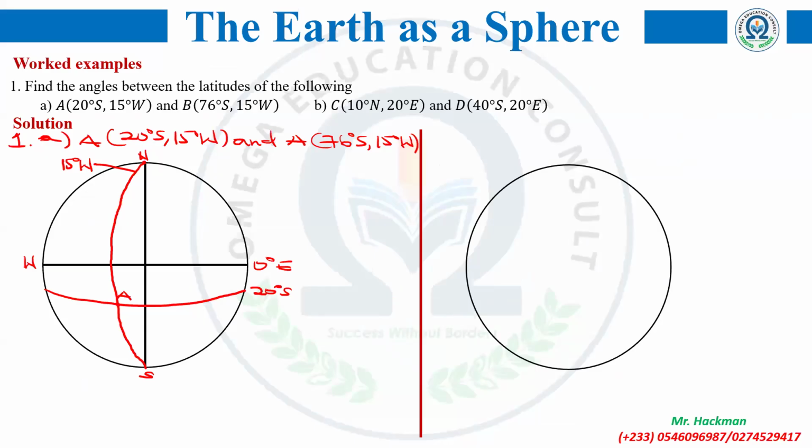Now we are going to locate the point B. B, we are told, is 76 degrees south. This is 20, so 76 will come down. Remember, the more you move away from the zero, the bigger your angle. So I will come down, and this will be my 76. It's also south, so I come down here, 76 degrees towards south. And the 15 degrees west is already drawn. So where they meet, that is where your second point B is supposed to be located.